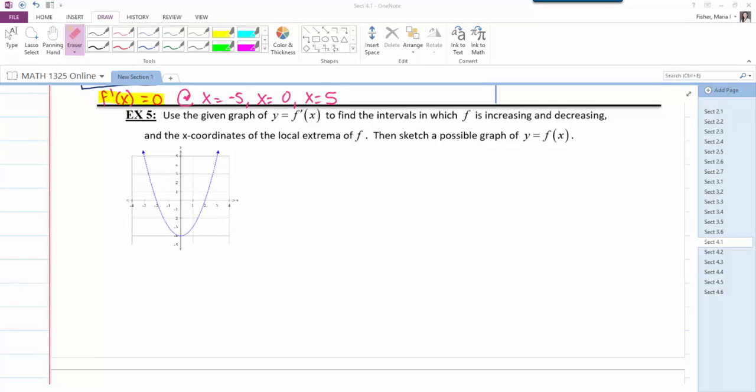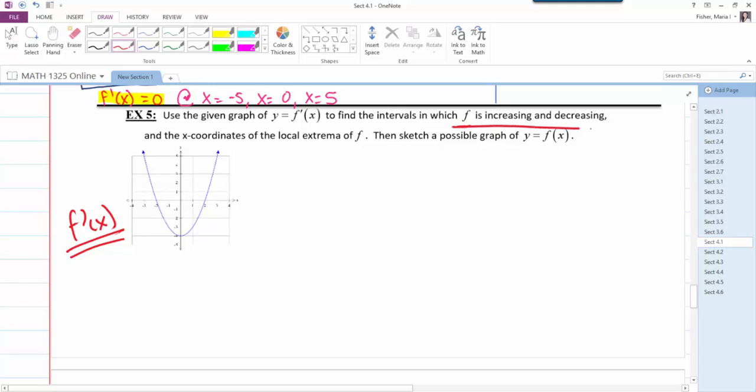Example 5 is saying use the given graph of y equals f prime of x. So this is the graph of f prime of x, not f of x. To identify the intervals where the function is increasing and decreasing, and the x-coordinates where you have local extrema. Then sketch a possible graph of the function. So it's backwards from what we did in example 4.